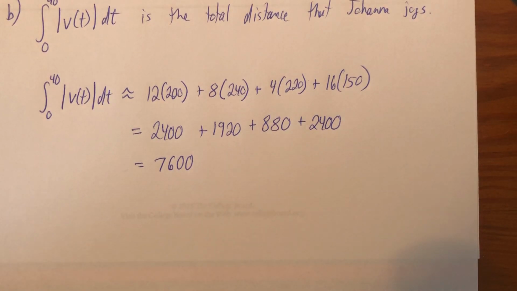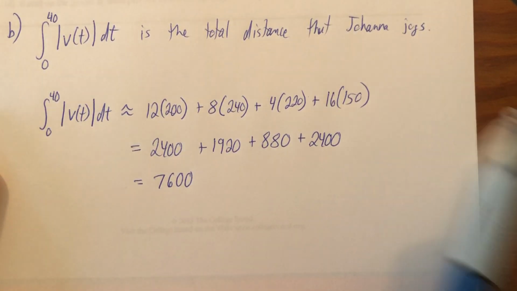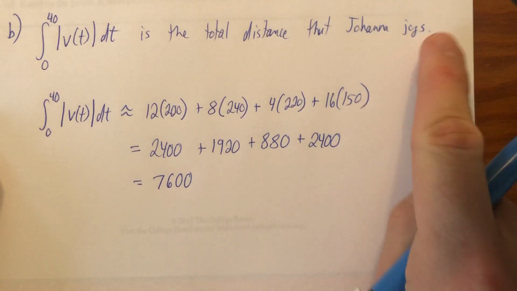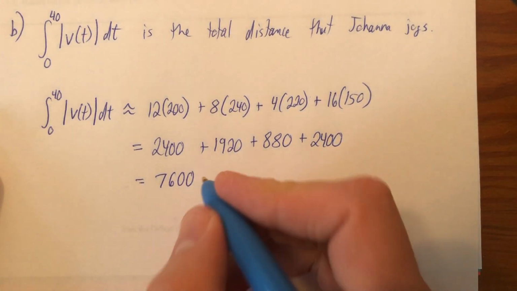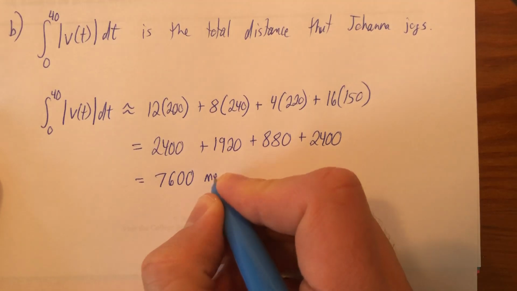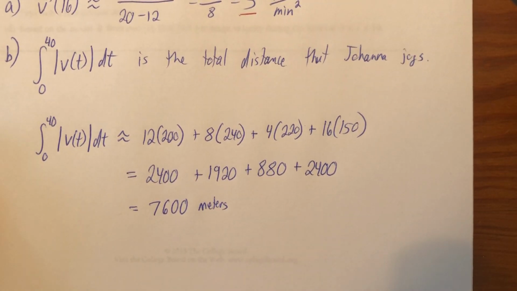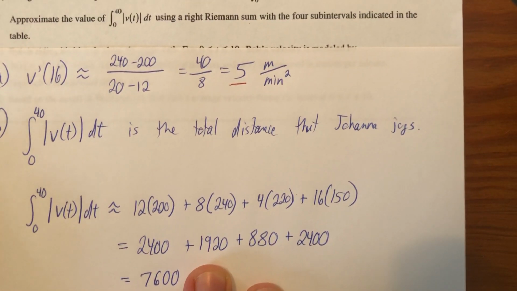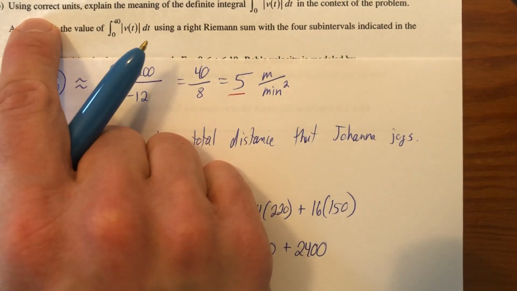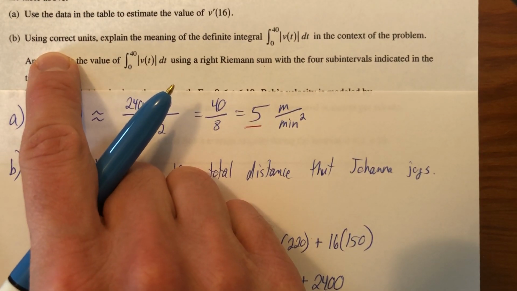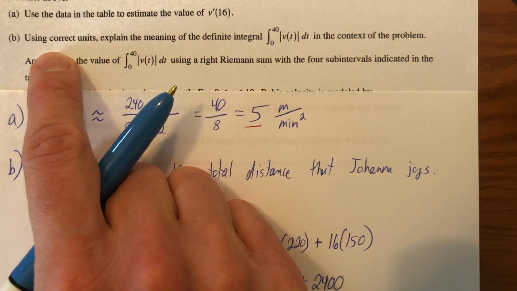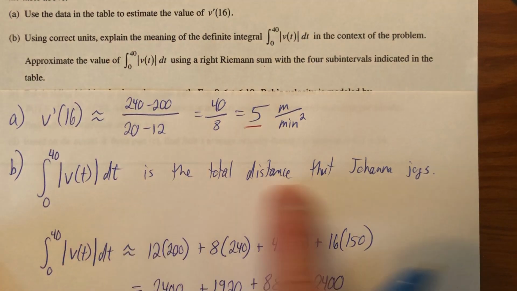7,600 what? Now, they didn't say use units, but let's do it because it's a good habit, and we do want to put this in the context of a problem. This is the total distance that Johanna jogs. Actually, I need to back up and add a little bit more to that sentence. This is meters. And I've realized a slight mistake I've made. Let me back up and say this. Back in the first sentence of part B, and when I worked this out originally, I did this, and I'm not clarifying it correctly. So we're going to correct this sentence right here.